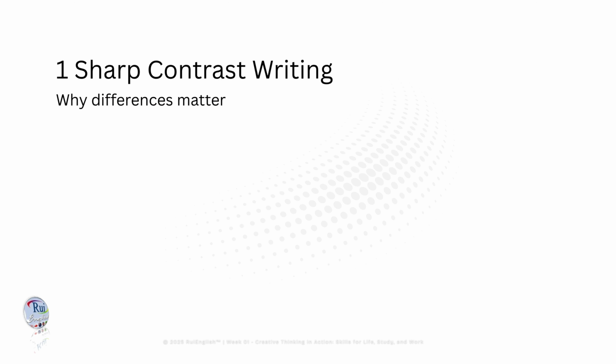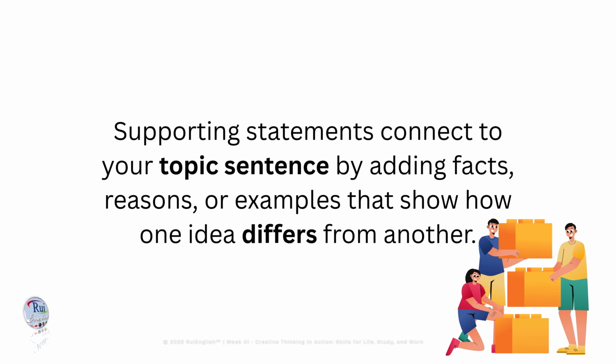Okay, so first things first, what is writing with contrast, really? Well, at its heart, it's all about showing differences. Think about it. Our brains are hardwired to notice what's different, what stands out from the crowd. So when you put two opposing ideas or people right next to each other, bam! Their unique qualities suddenly become way clearer, way more memorable for your reader.